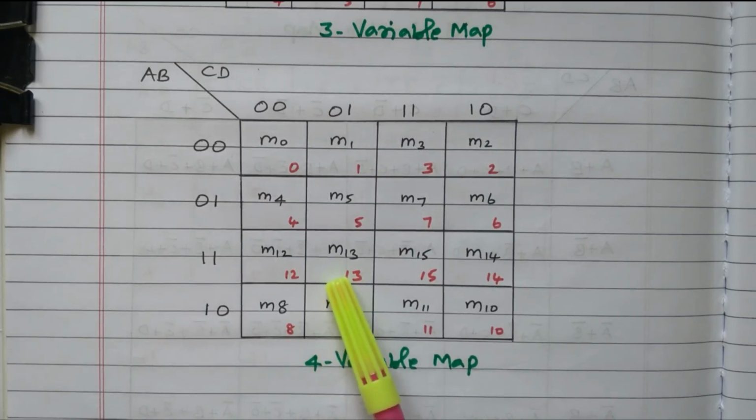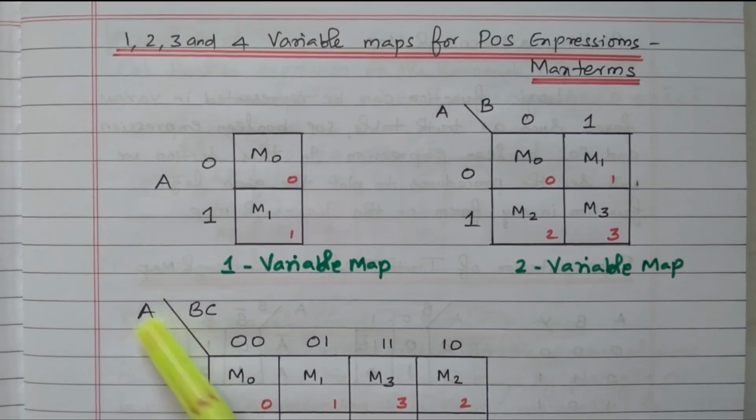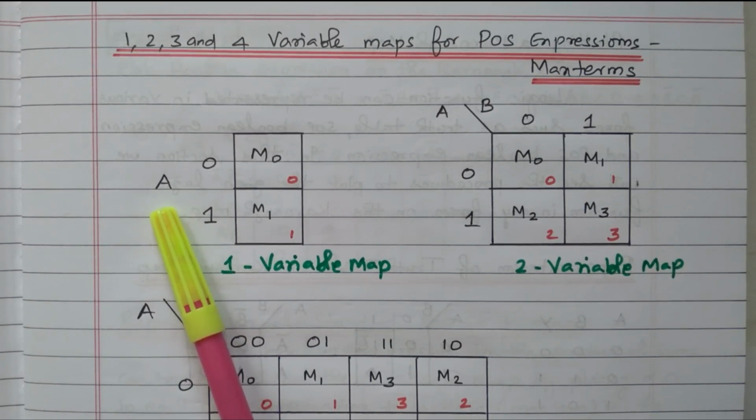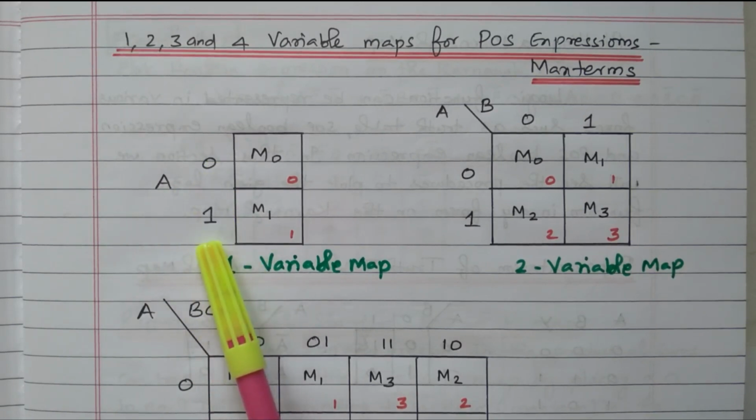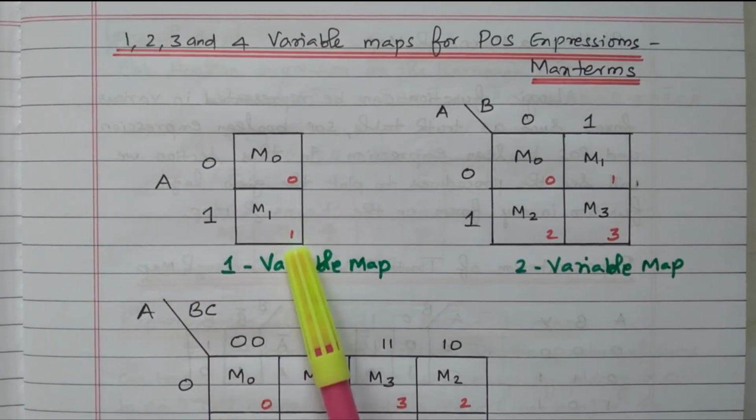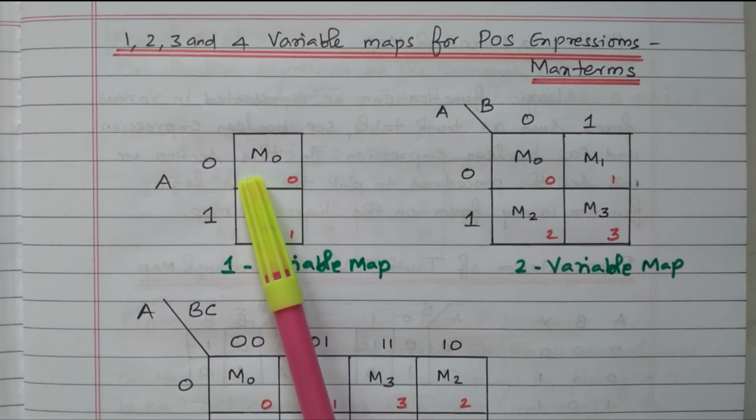Now we'll go to the max term, which is the POS form. First consider the one variable map, A, having two possibilities 0, 1. So this box is 0, this box is 1. It is represented by a capital letter M. Previously the min term was represented by a small letter. So this is M0, M1.